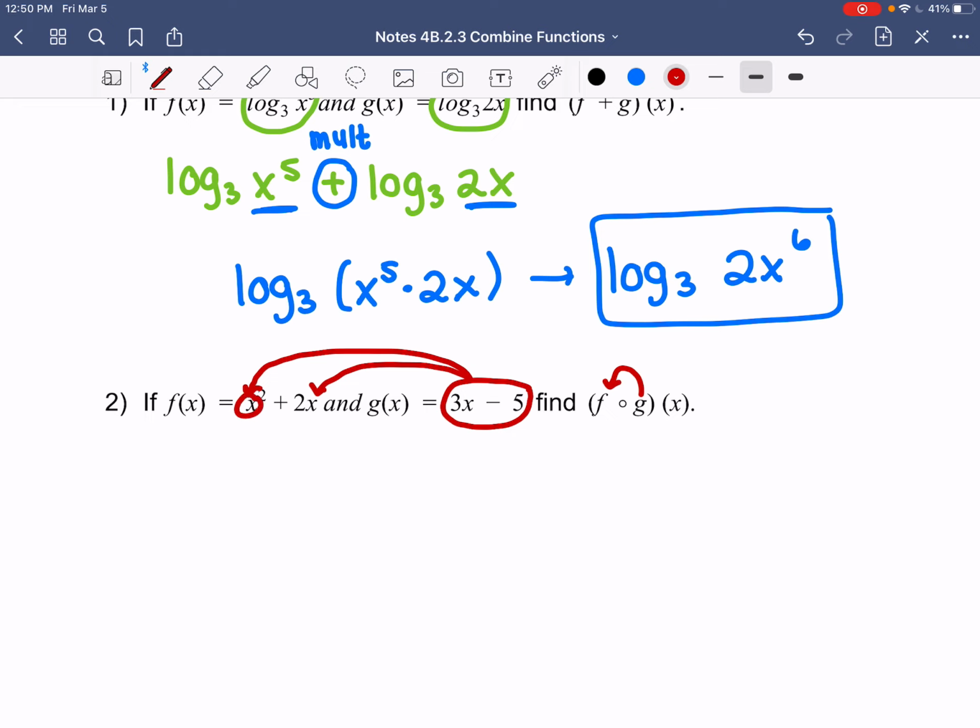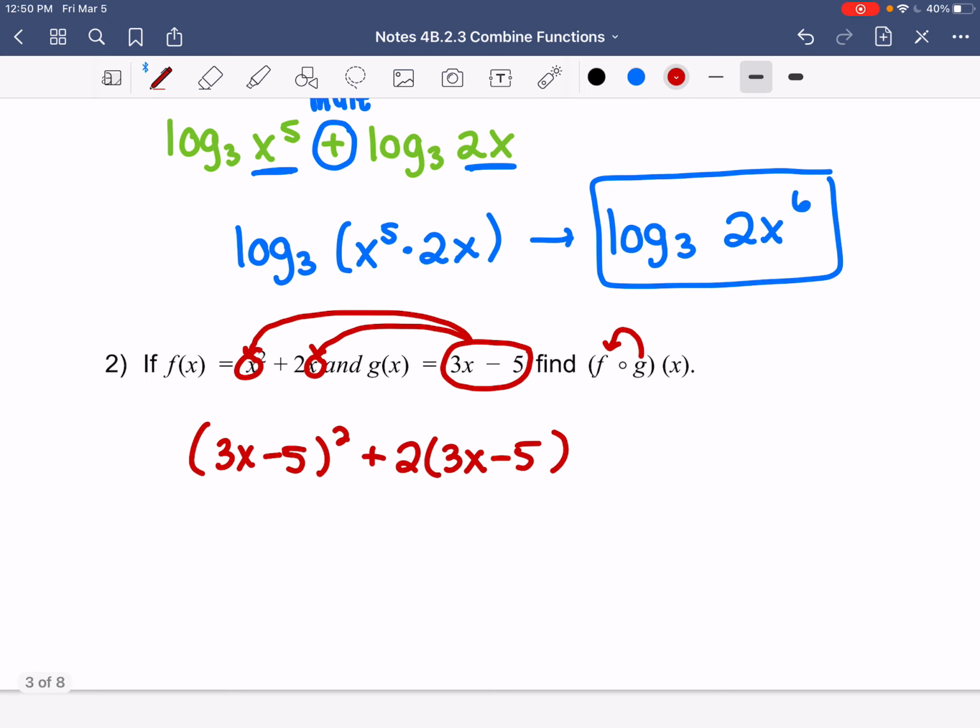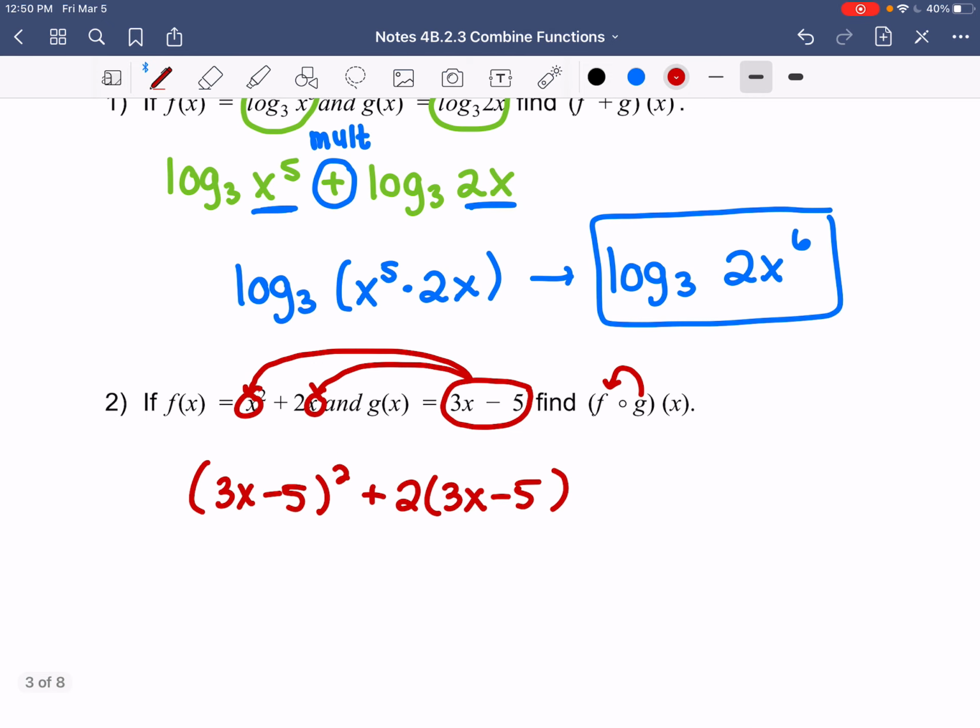So instead of x squared, I'm going to plug in 3x minus 5, squared. Instead of plus 2x, I'm going to have plus 2 times, instead of x, it's 3x minus 5. And then we can just go ahead and simplify to solve.